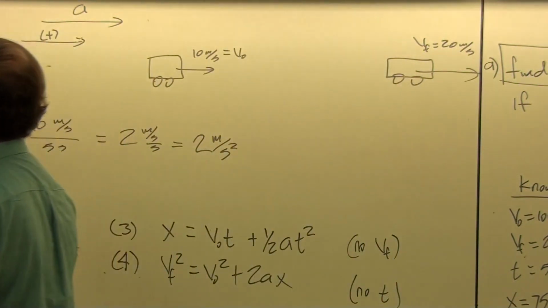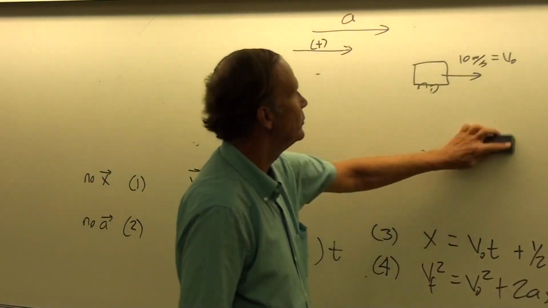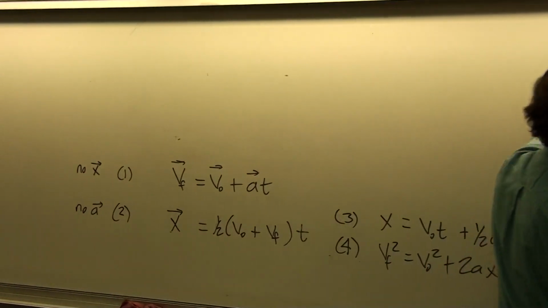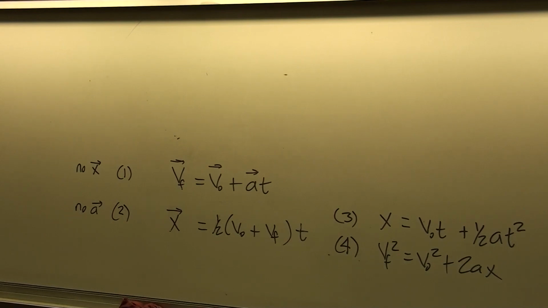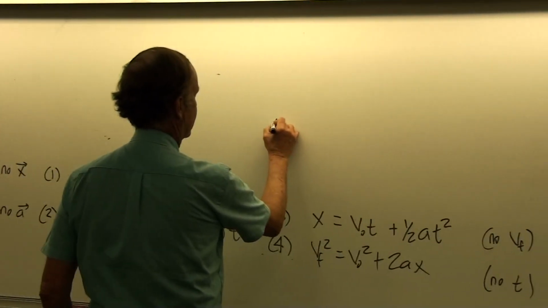Okay, so let's look at another kind of problem. In this one, let's look at a gravity problem. In this gravity problem, let's say that I start out with an initial velocity of 50 meters per second in the vertical direction.